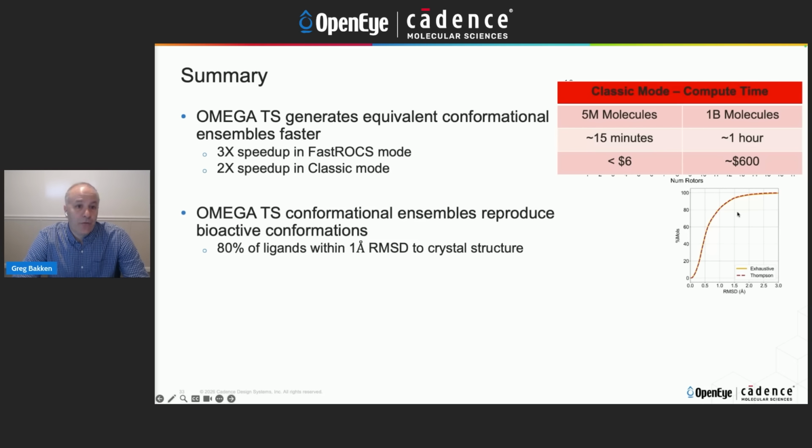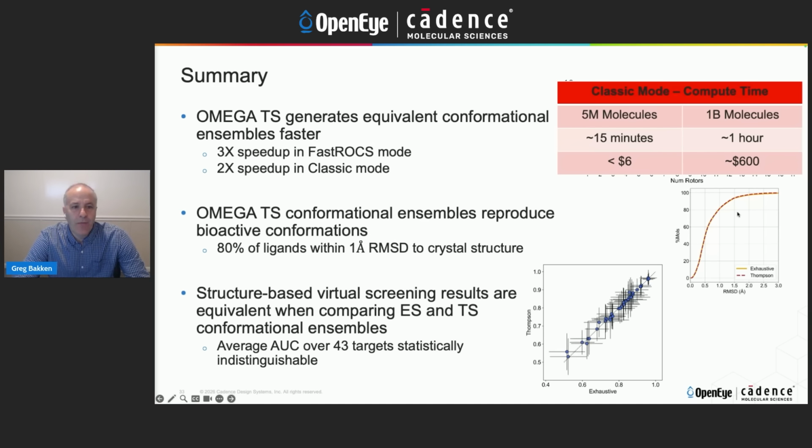We verified that we're actually getting good ensembles out. And we did this in two ways. The first is we confirmed that our ability to predict bioactive conformations is really unaltered. We still get 80% of the ligands within about 1 angstrom RMSD, similar to exhaustive sampling. And we also looked at an application in structure-based design where we used 43 targets and found that the AUC values across those 43 were indistinguishable between exhaustive sampling and Thompson sampling.